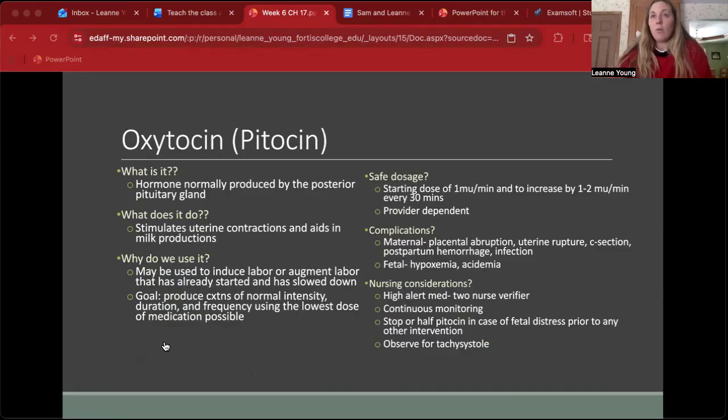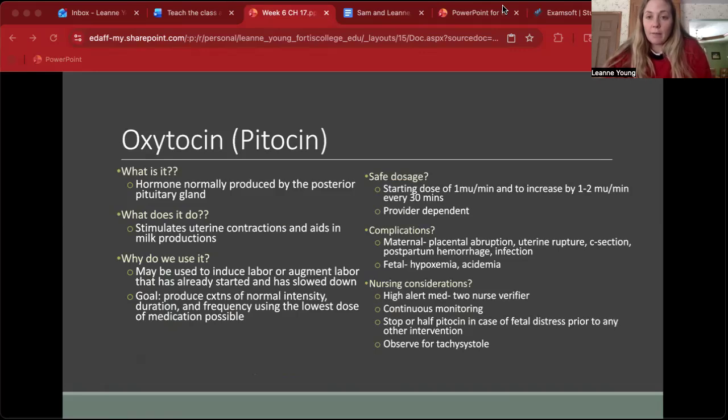Like I said, one of the things that our interventions whenever we're administering medications in labor is the first thing we're going to do is stop that Pitocin if baby starts to decline. Okay. What are some nursing considerations for this medication? It is a high alert med, so we need a 2-nurse verification. We need to have 2 nurses at the bedside initiating this med. You need to continuously monitor your baby and your mom when giving oxytocin.